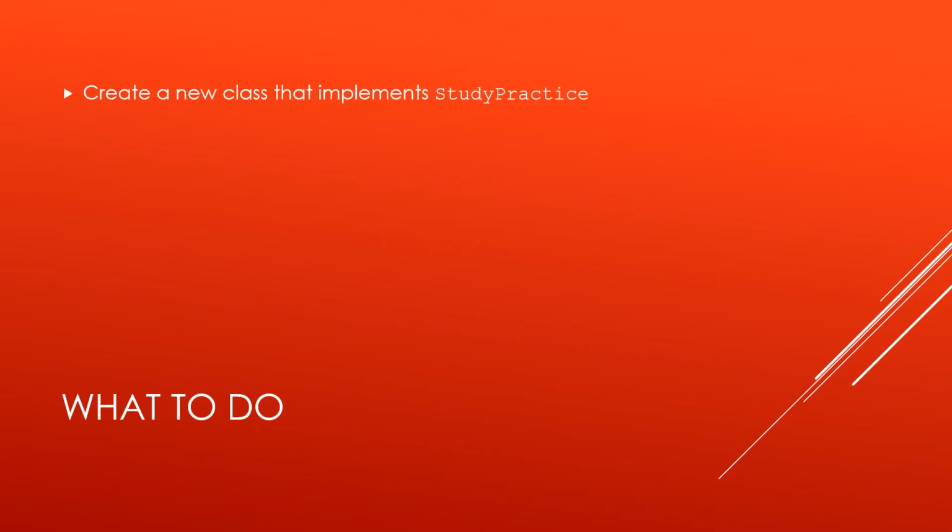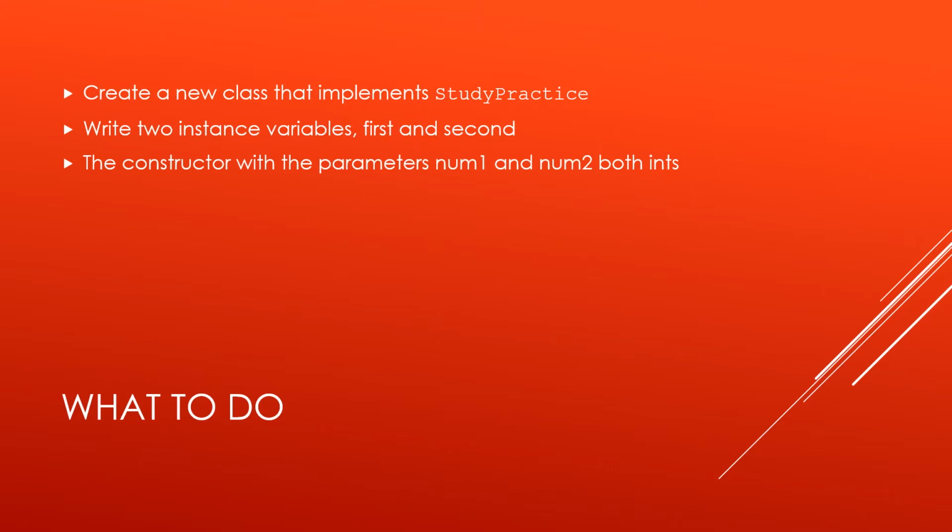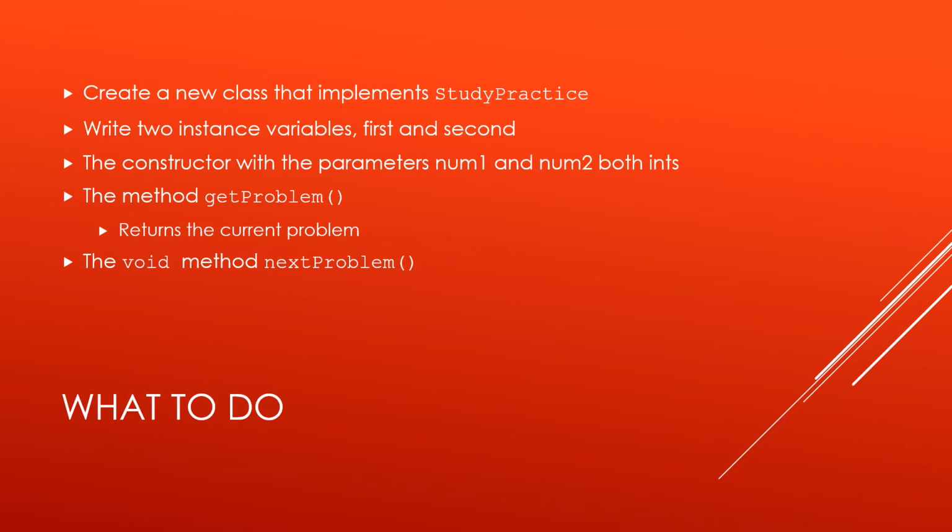So the first thing you do is you create a new class that implements StudyPractice, and then you would write two instance variables called first and second, and then you would write a constructor with the parameters num1 and num2, which are both ints. The method getProblem also has to be implemented, and that returns the current problem, and the void method nextProblem also has to be implemented, and that increments the second integer.